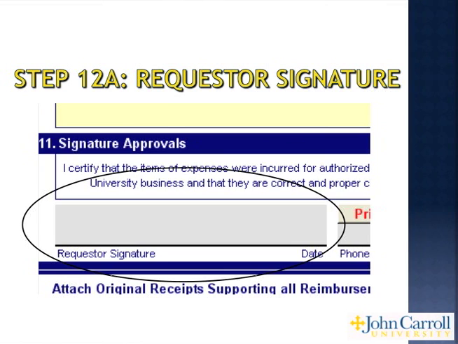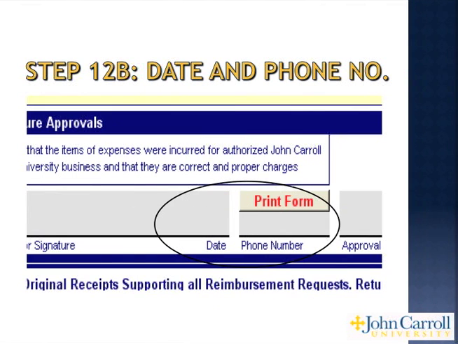Step 12A, Requester Signature. You must sign as the requester in item number 11. If you are the requester but not an officer of the organization, please have an officer co-sign the form. Step 12B, Date and Phone Number. In item number 11, please remember to date your signature and put a phone number where you can be reached if the VPBA or the business office has any questions surrounding the check request.